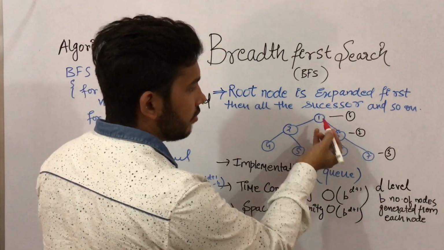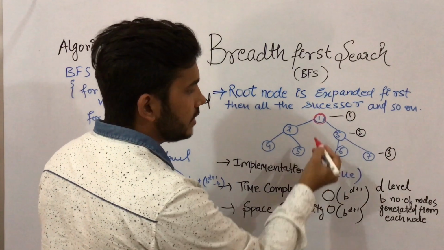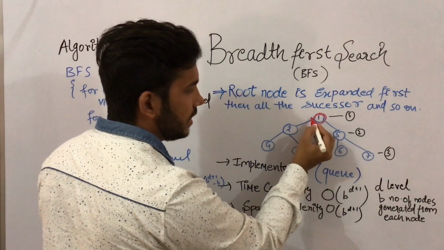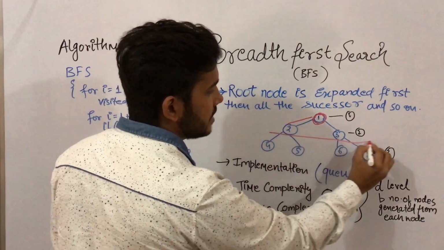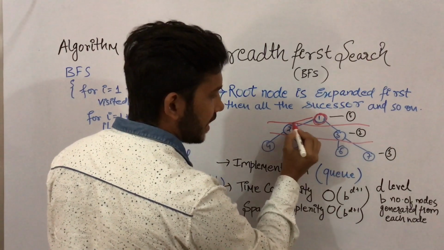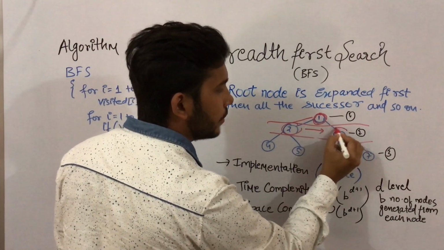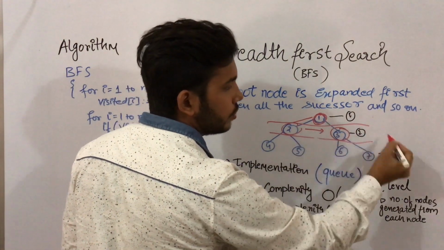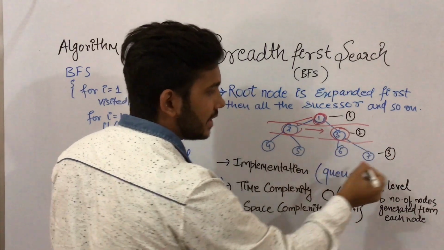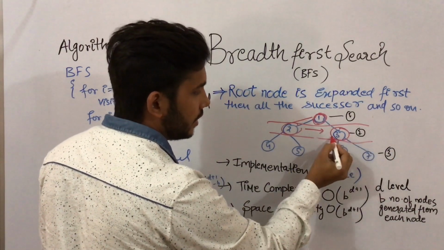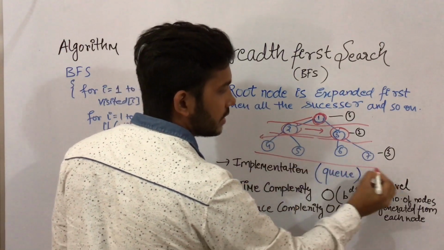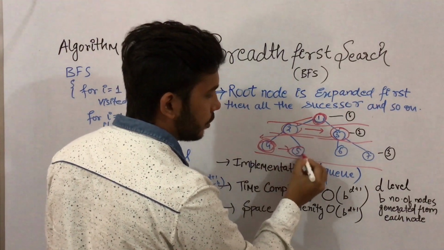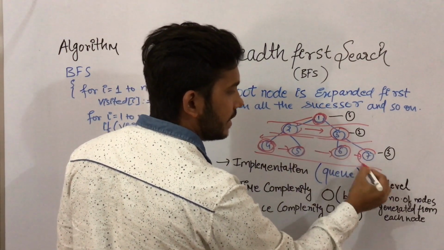Basically this means first you will visit the root node, then you will visit the successor nodes. First you will visit the first node, then coming to the first node you will visit the second node, and after visiting the second node you will visit the third node. In each level, all the nodes are expanded first, then all the successor nodes. From the third node you will move to the third level, in which you will expand the fourth node, then the fifth node, then the sixth, and at the end the seventh node.